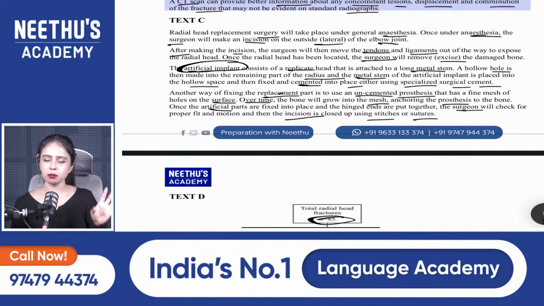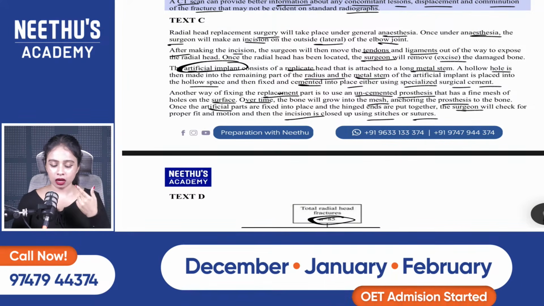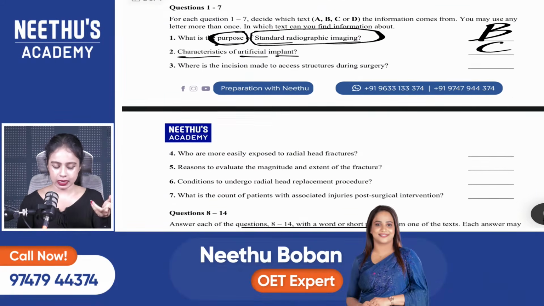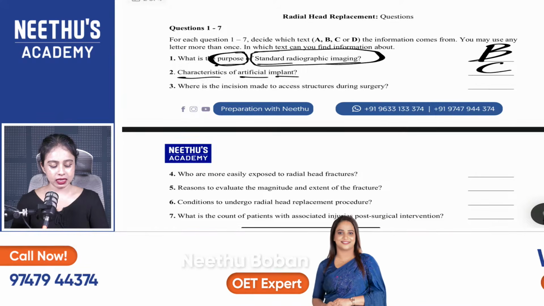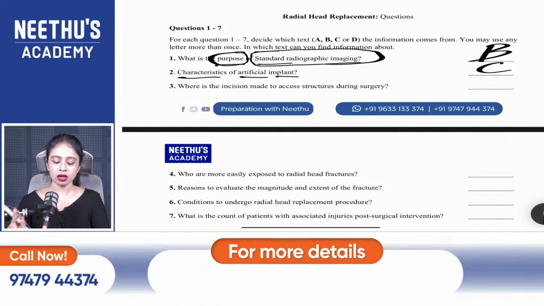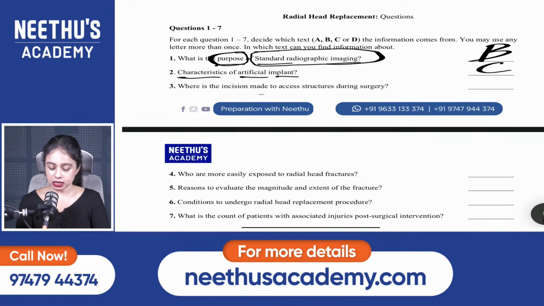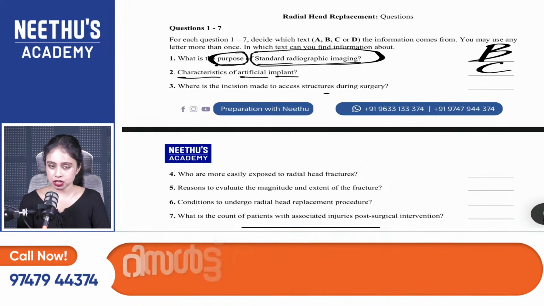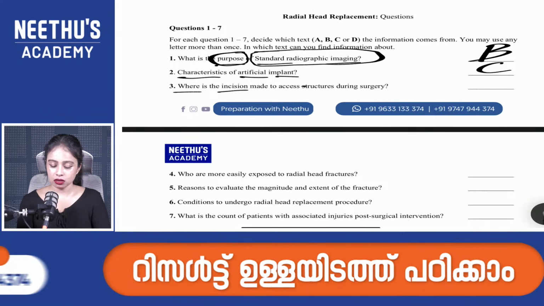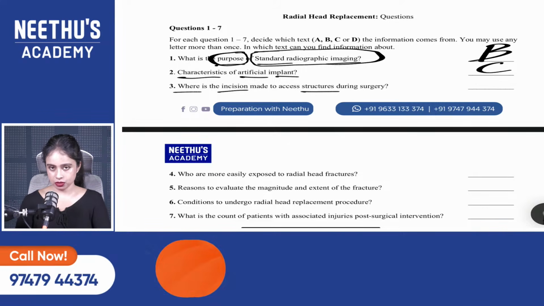That complete part is all about the characteristics of artificial implant, right? So simply you can write there, which is from C. Yes, LV, Sanila, Bina. Very good. Correct answers. Yes, Amrita, very good, dear. And third one, where is the incision made to access structures during surgery? So my keywords: where, incision, and structures.